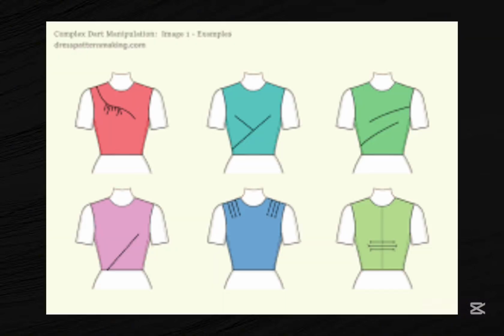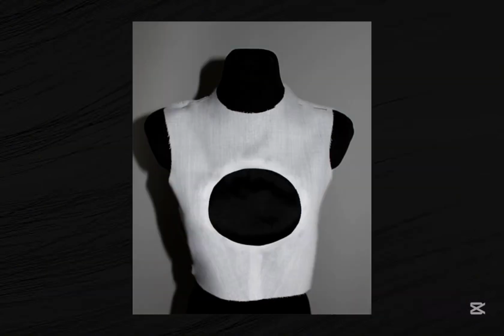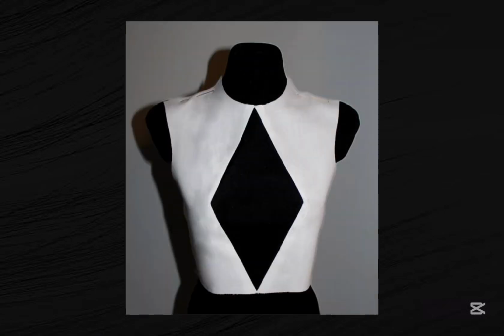And all you just have to do is sit, relax, and by the end of 30 days, you should be very knowledgeable in what dart manipulation is all about.